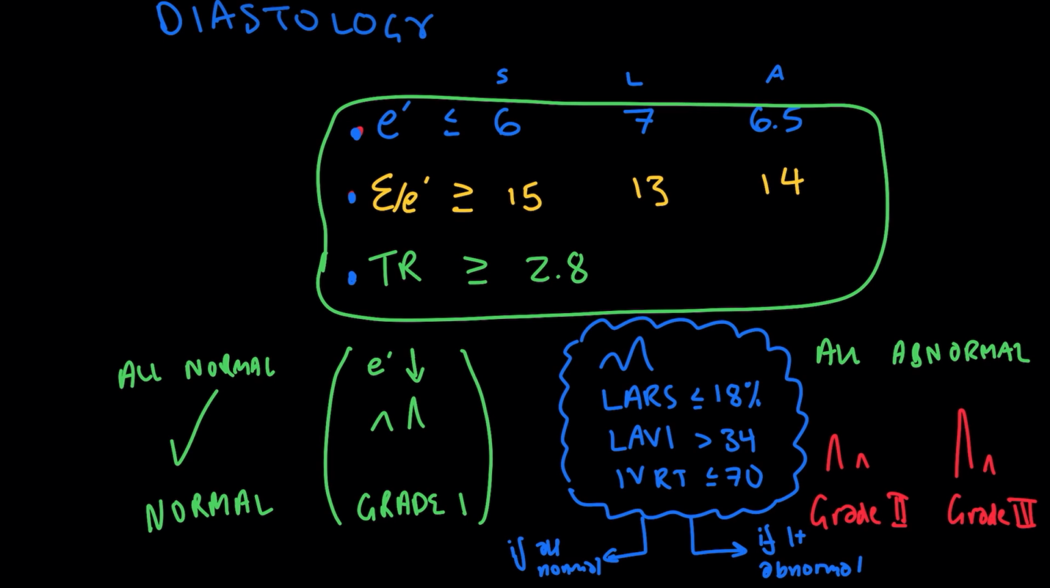And if either your pulmonic venous inflow, your left atrial reservoir strain, your left atrium volume index, or your IVRT are abnormal, that pushes you into the abnormal diastolic function. And again, you look at that E over A ratio to decide whether it's grade 2 or grade 3, but regardless, you have both impaired relaxation and elevated filling pressures.